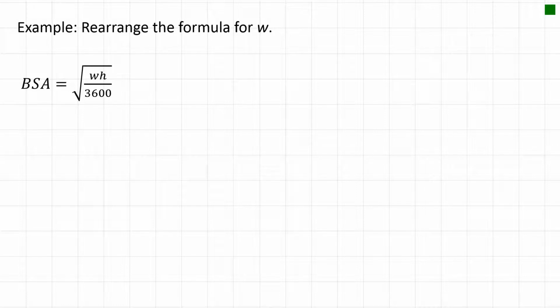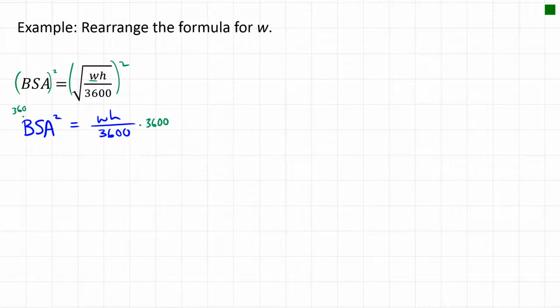And in this example, we're going to rearrange the formula for W. Similar to the previous example, when we have that radical we have to square each side to free the variable that we're interested in, to get it out from underneath that radical. So now I have BSA squared is equal to WH over 3600. And now I will multiply each side by 3600.